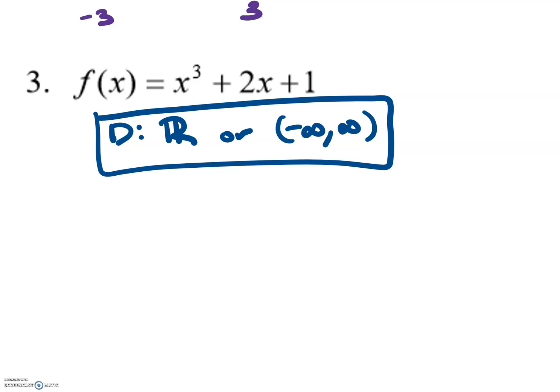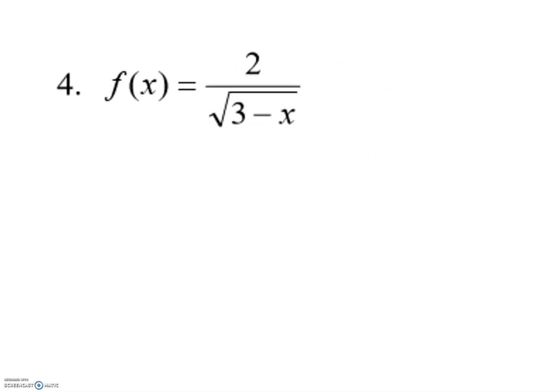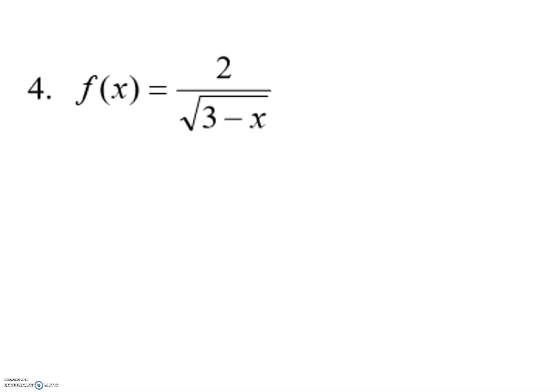Alright, we're back. We're going to finish up. It shouldn't take us too much longer to finish out. Alright, so on my next problem, my function is 2 over the square root of 3 minus x.